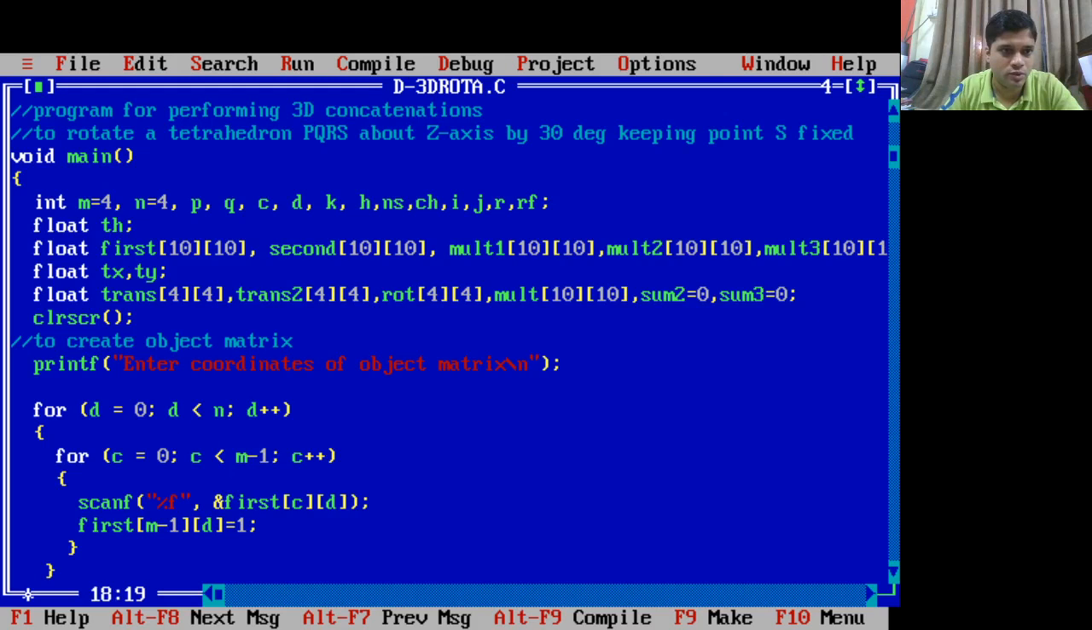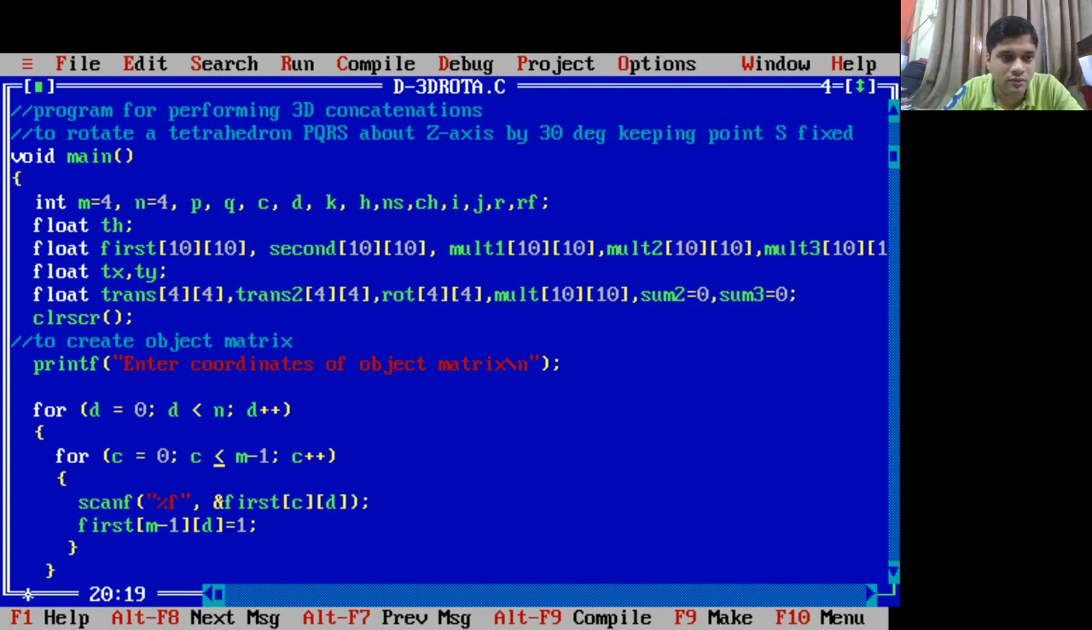That is achieved by these two for loops: d equal to 0, d less than n, d plus plus, c equal to 0, c less than n minus 1. Remember, I have taken n equal to 4, and indexing starts from 0. So when I say less than 4, I have 4 basic values of that variable, starting from 0, 1, 2, 3.